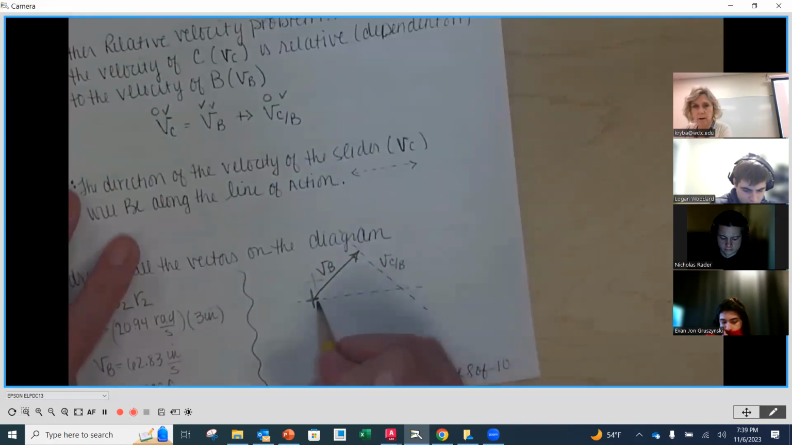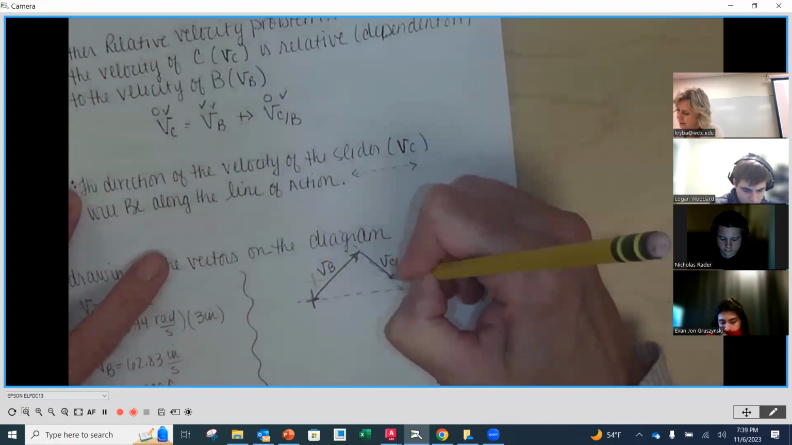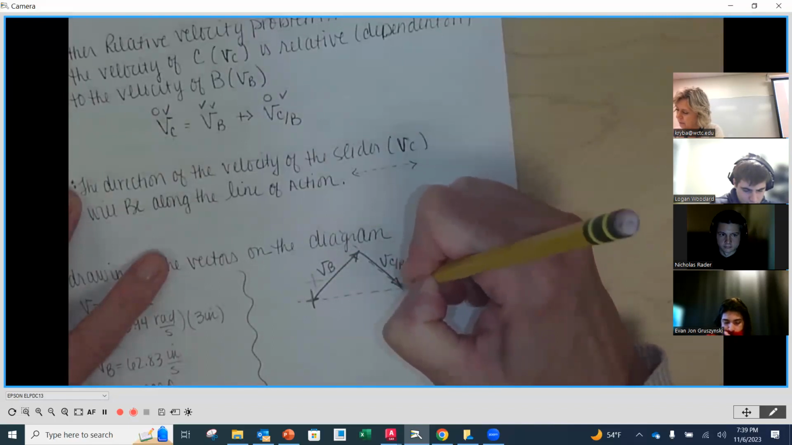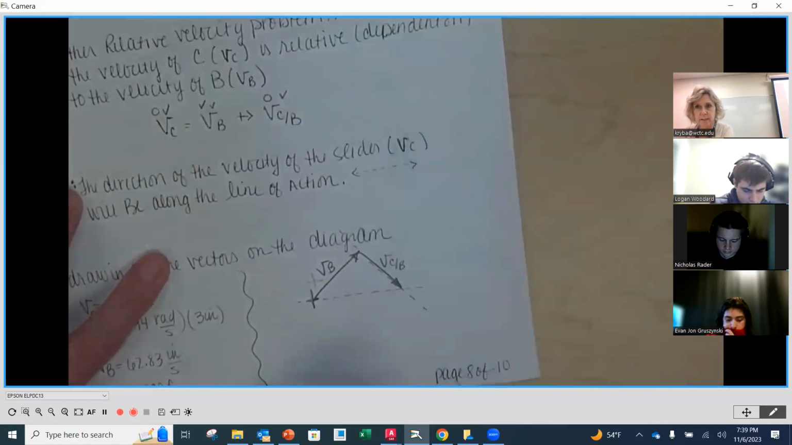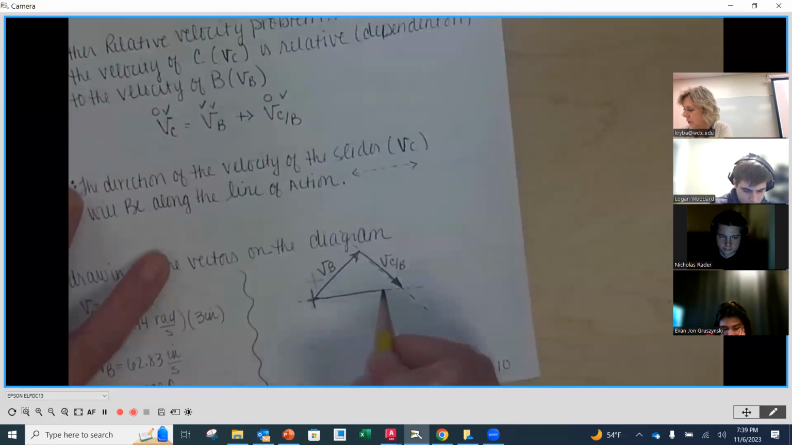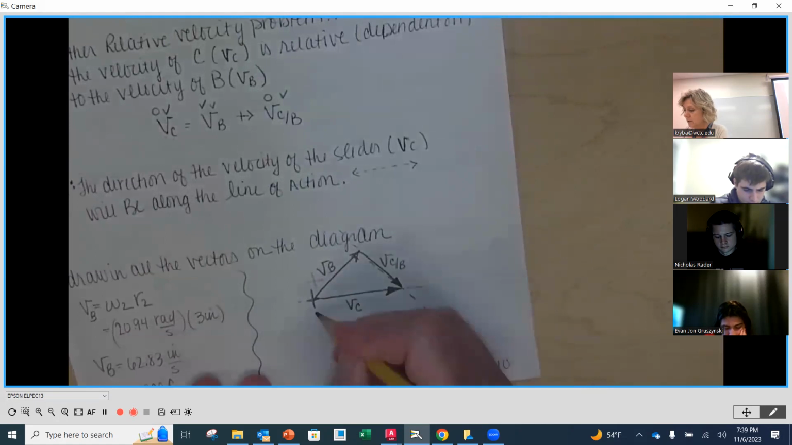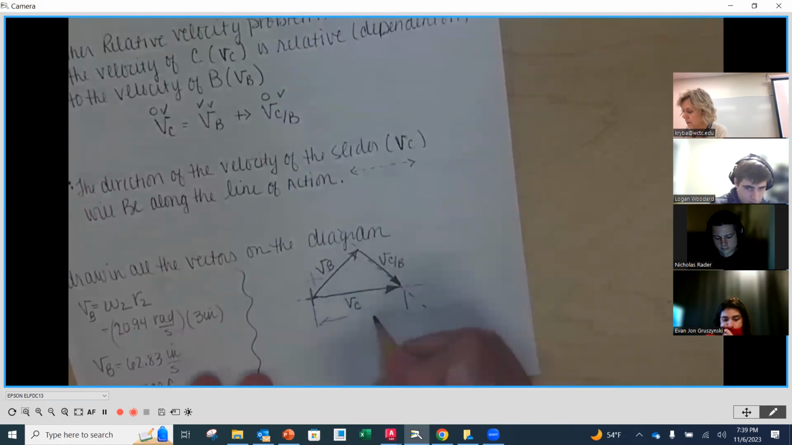So adding our arrowheads, tip to tail from VB plus VC relative to B. And then VC starts its tail at the origin and the tip goes to that last vector on the right-hand side. So this is going to be my VC. And to find that magnitude, we will simply measure it, right? We're going to measure it.